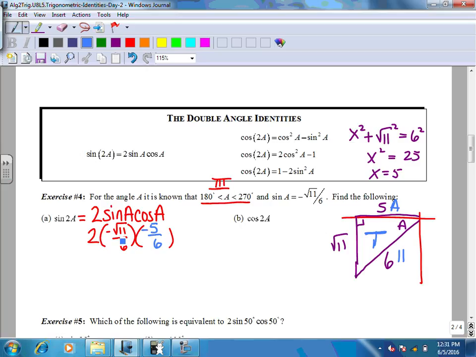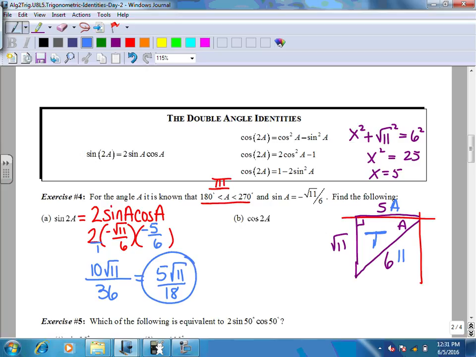So now we have a positive times a negative times a negative. So we know our answer is going to be positive. 2 times 5 is 10 times square root of 11. 6 times 6 is 36. And then 10 and 36 are both divisible by 2. So you get 5 square root of 11 over 18.